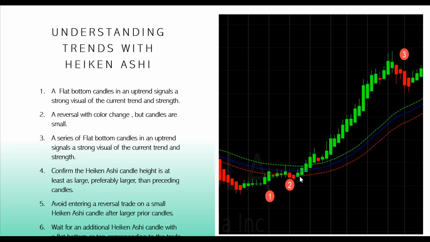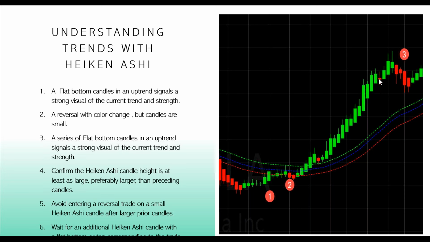And now you get another flat bottom candle to the upside. This is a continuation of this trend right here, or a reversal of this bearish trend. So this continues on up. So this is a bullish trend, and you can see the big green candles with the flat bottoms. This is a beautiful trend. Very easy to see the trend here.